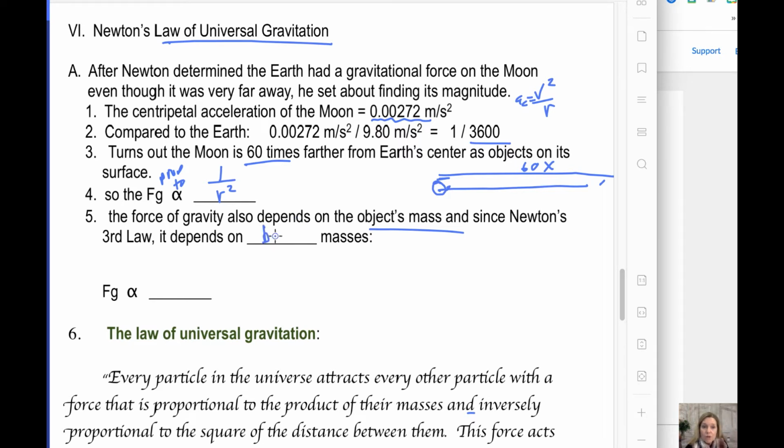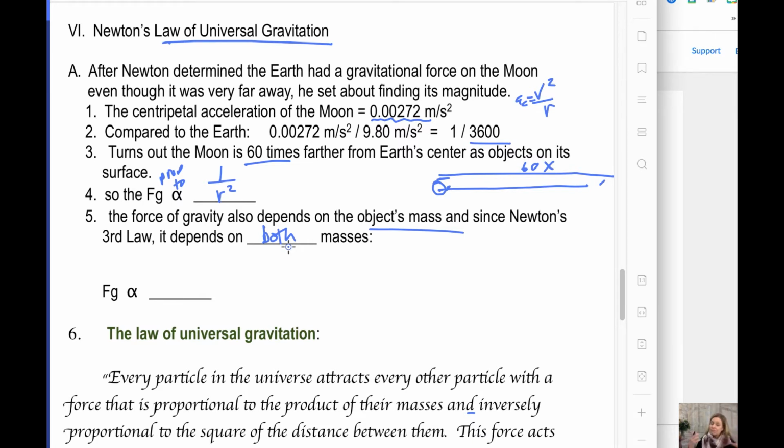So if you have a force of gravity on an object, it depends on both masses, not just one mass. We're kind of used to so far dealing with just one mass. If I want to know the weight of this object, then all I need to know is its mass and gravity. But how much the pull is depends on not only the mass of this object, but the mass of the Earth that's underneath it.